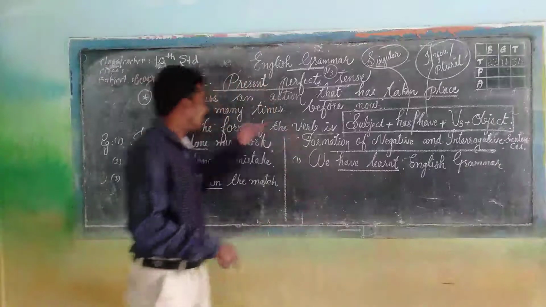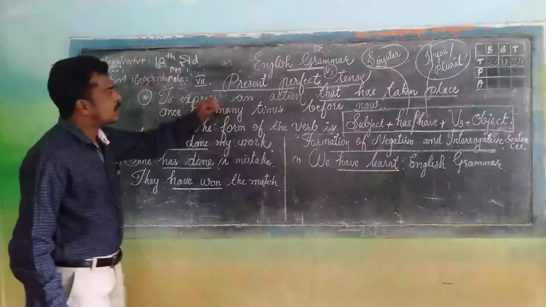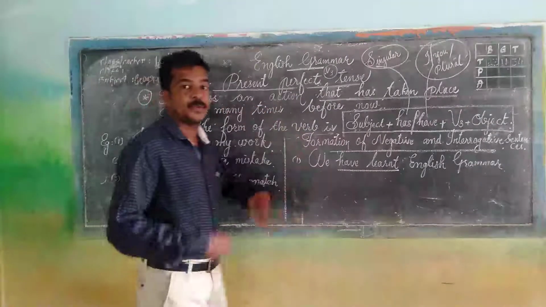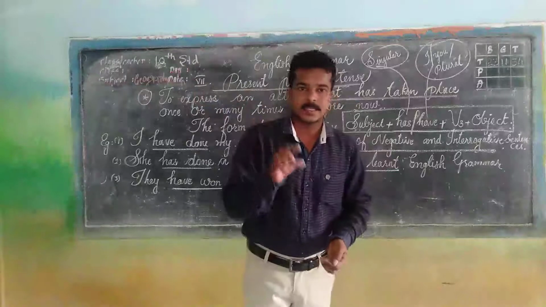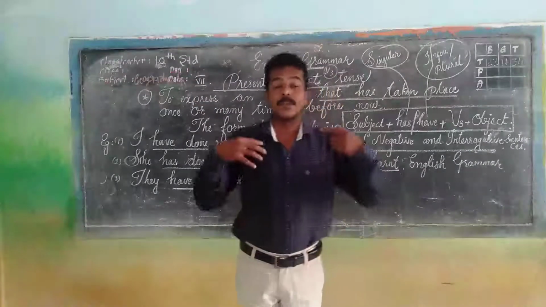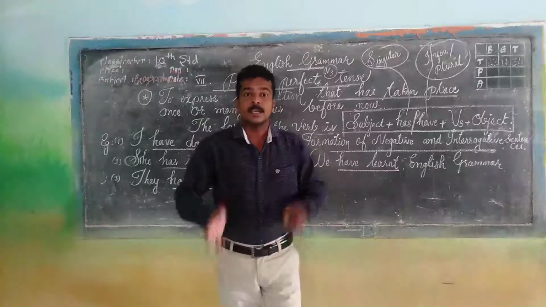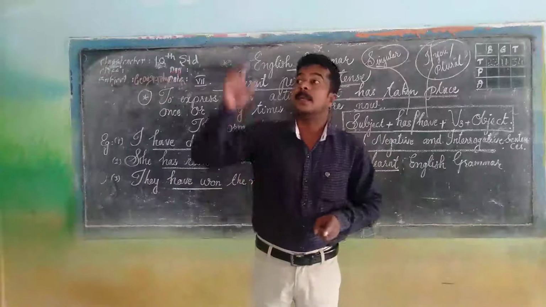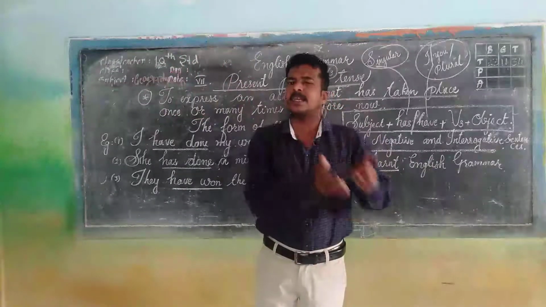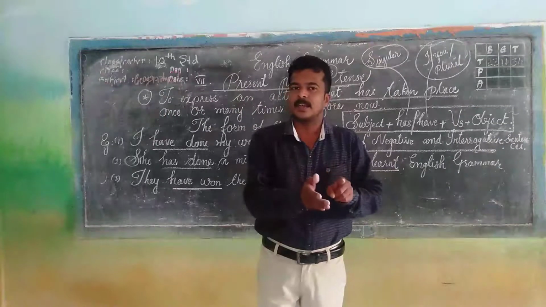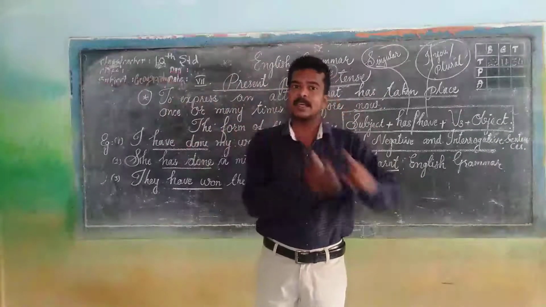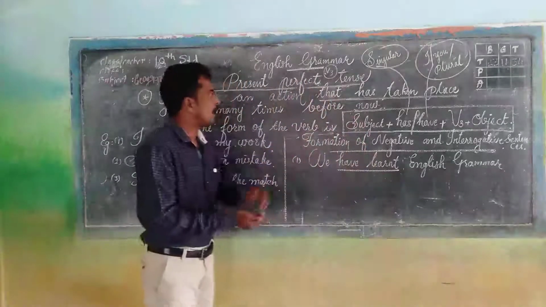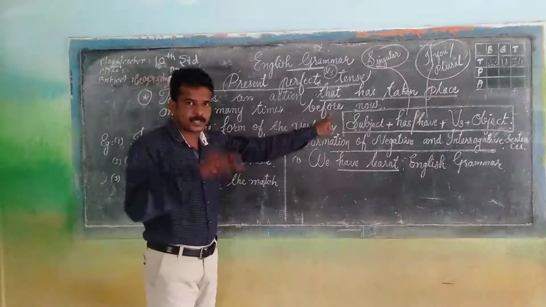Do you understand? I repeat. To express an action that has taken place once or many times before now, we use present perfect tense. And in another way, we use present perfect tense to express actions that have taken place from the distant past to the nearest past. The action has to be completed before now, and it won't finish now, before now.